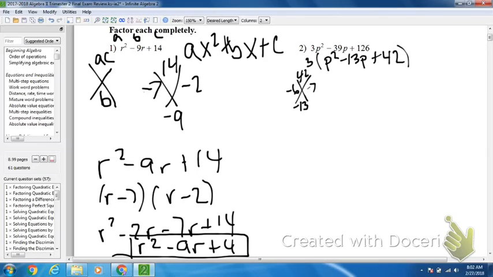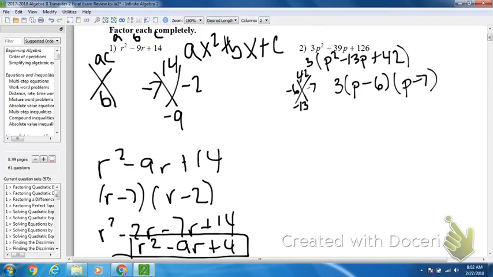These numbers won't always be negative. It just happens to be the case that C or AC has been positive and B has been negative the last two times. But anytime that happens, you will end up with two negative numbers. So we get, now this 3 is still there, but we get 3 times p minus 6 times p minus 7.